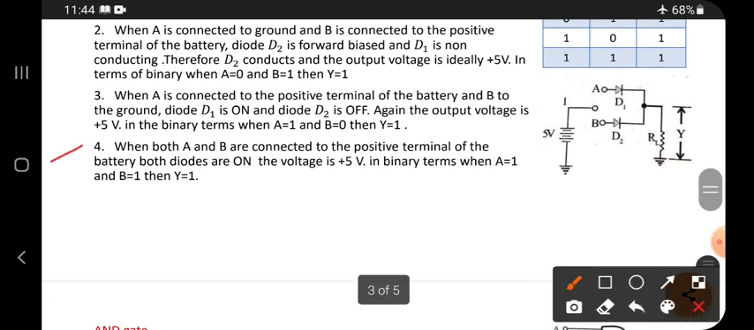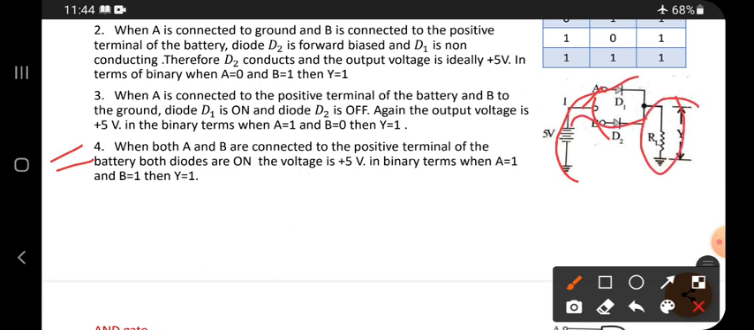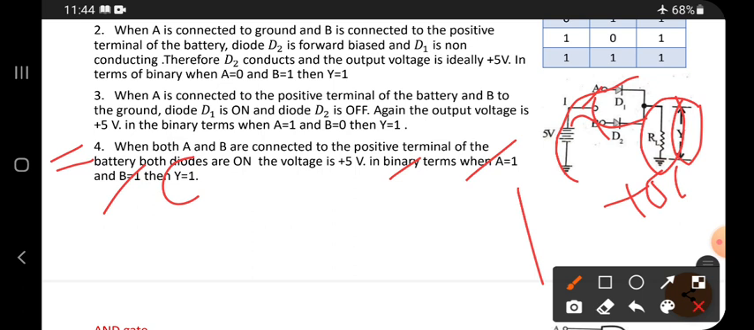Next, when both A and B are connected to the positive terminal of the battery, both the diodes are on. The voltage of 5 plus 5 volts appears here. So when these two are connected, current flows through both, and here a voltage drop will occur. Then we will get positive voltage as 5 here. It indicates binary 1. When A is equal to 1 and B is equal to 1, then Y is equal to 1.